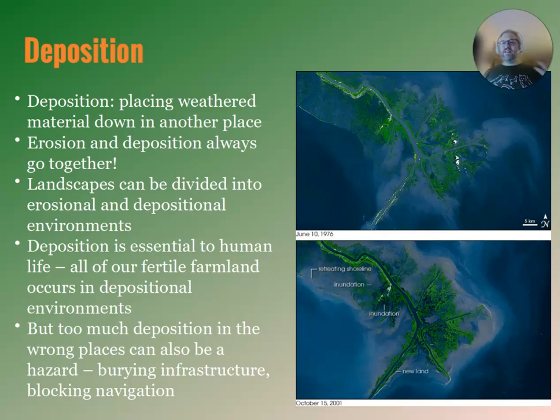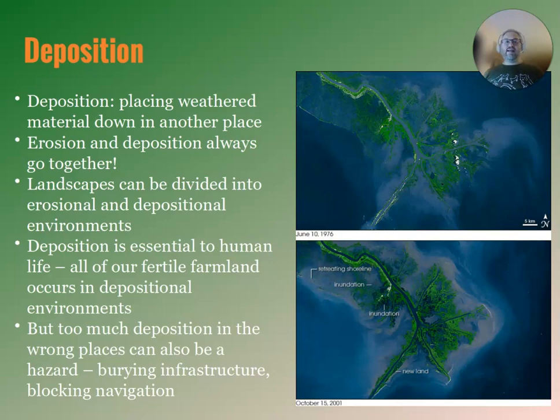So erosion and deposition always go together. Whatever gets eroded from one place has to be deposited somewhere else. Whatever's being deposited in one place has to have been eroded from somewhere else. There's always a connection. They always come in a pair. Erosion from one place, deposition in another place.